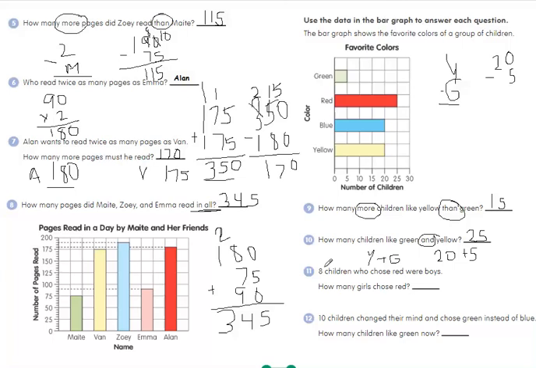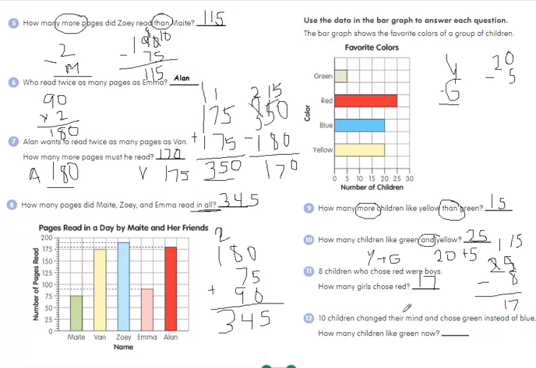8 children who chose red were boys. How many girls chose red? So of the group that was surveyed for red, 8 of them were boys. So that means there were 25 in all, but out of that 25, 8 were boys. So in order to get girls, I have to subtract. So once I subtract, I get 17. So 17 were girls, because that means 17 girls and 8 boys would equal 25 kids that liked red.